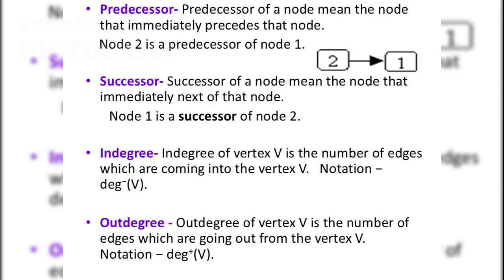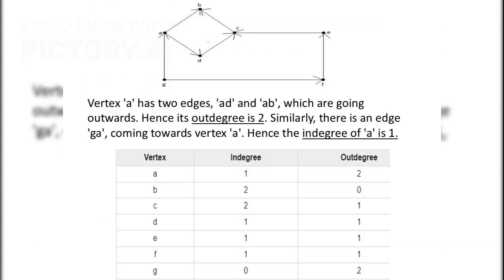Graphs have various properties such as predecessors, successors, in-degree, and out-degree. These properties help us understand the relationships and connectivity within the graph. In-degree and out-degree are important metrics in graph theory. They indicate the number of edges coming into and going out from a vertex, respectively, as shown in the table.